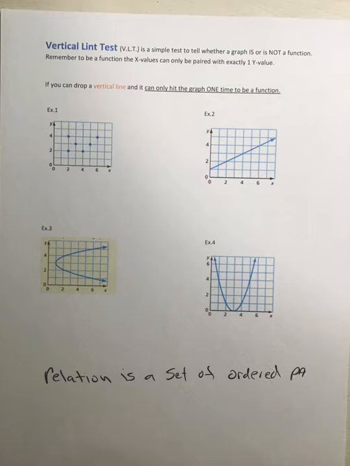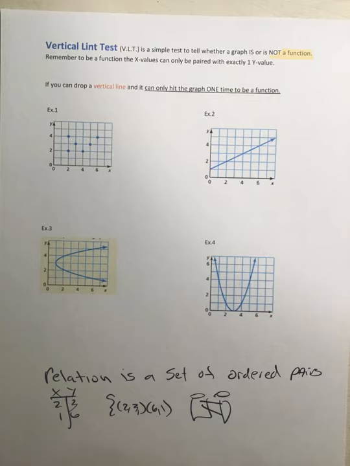And they can come in T tables, they can come in set notation, they can come in that weird mapping notation where it's mapped, and they can come in graphs. So these are all relations, but we want to determine which of these relations or graphs will give you a function. So which one is a function?